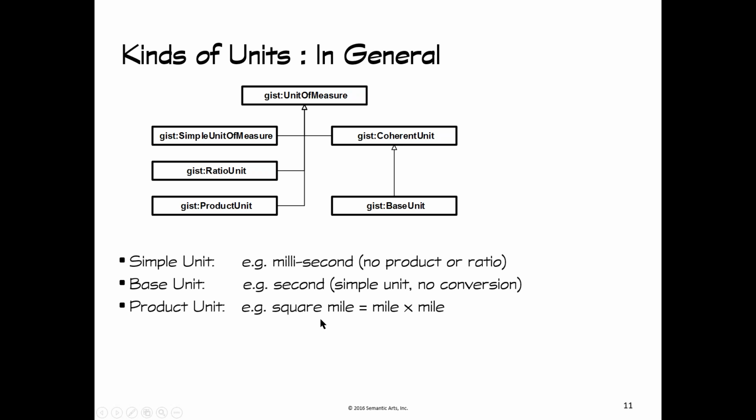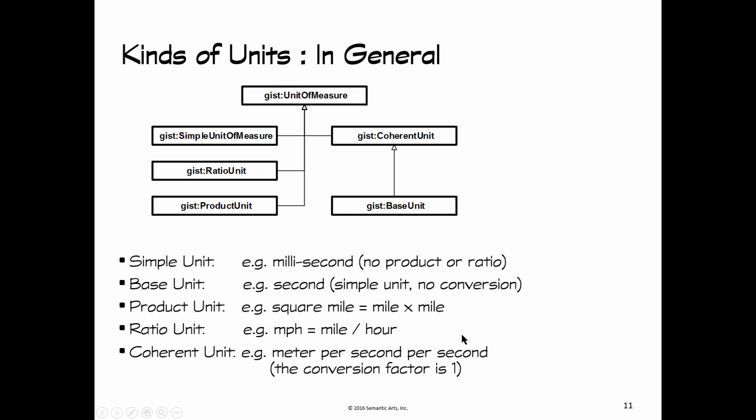And then, of course, there's product units, which are where we use the multiplier and the multiplicand. So they're built up that way. If it's built up that way, then it's called a product unit. The ratio unit is simply the one with the numerator and the denominator. And there's a term that the scientists use called coherent unit, and it's kind of like the base unit, but it's a generalized base unit for other types of units that are built together out of pieces. So for acceleration, meter per second, the conversion factor is 1. So when everything bottoms out to 1, that's called a coherent unit.